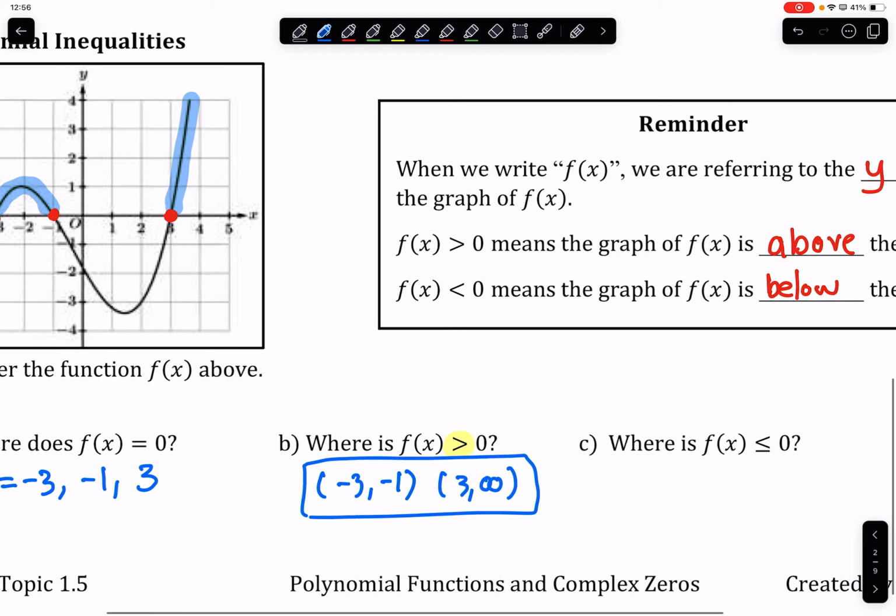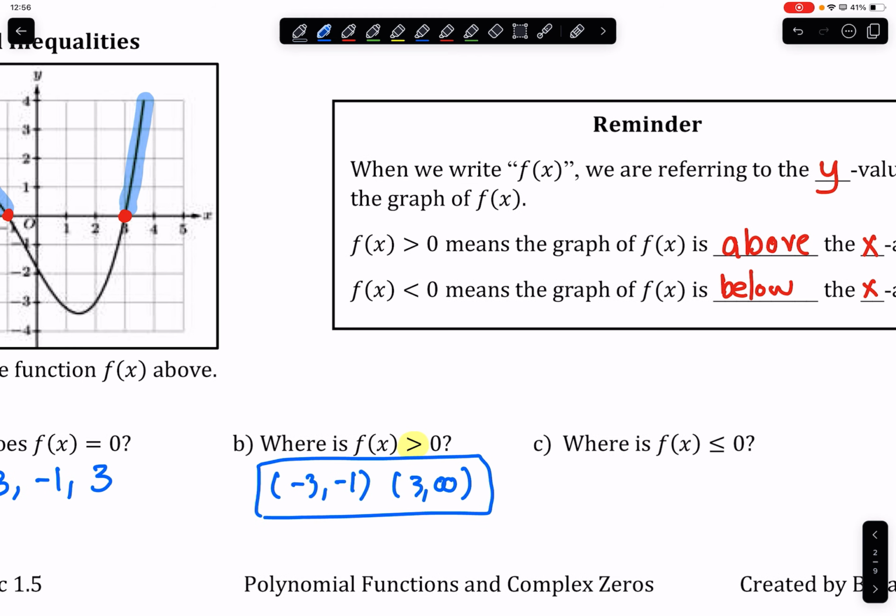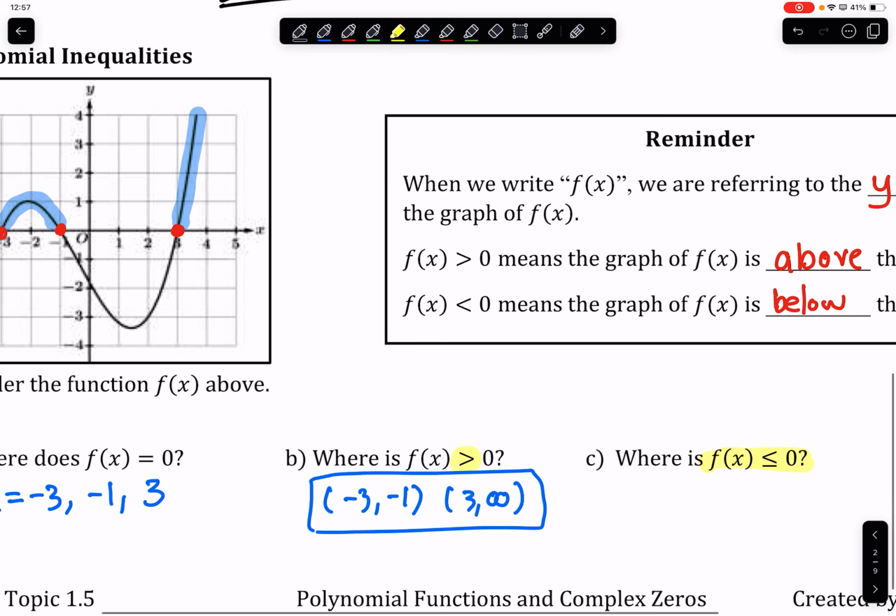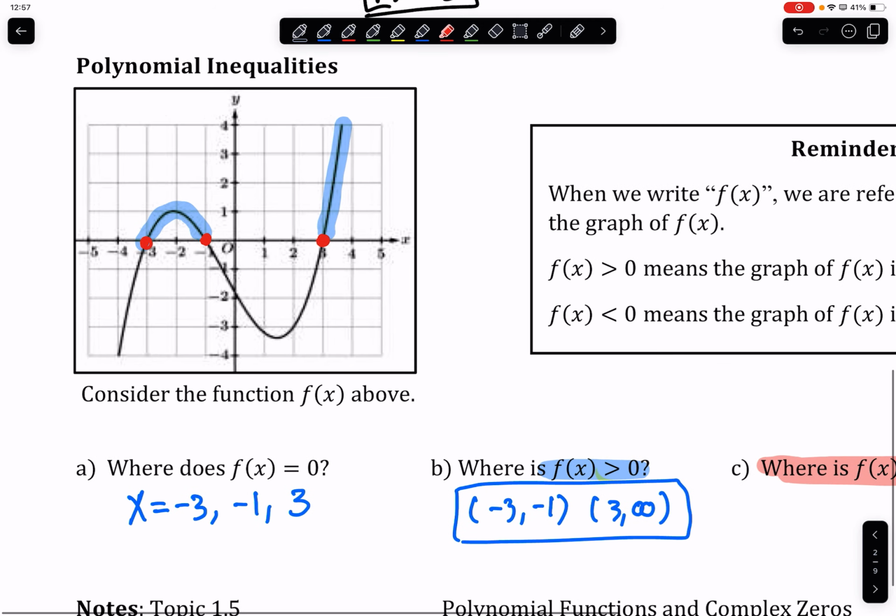Now, when is our function below the x-axis? Hence, when is f of x less than or equal to 0? So let me highlight this in blue. All right. So when is this less than or equal to 0? Well, less than or equal to 0 is below the x-axis, so that's all of this portion right here.